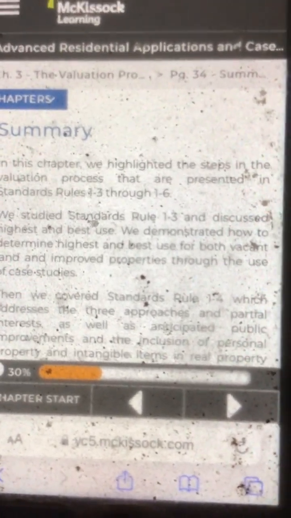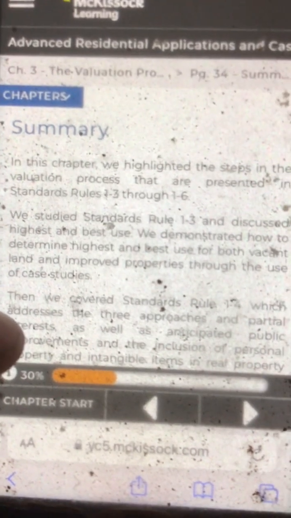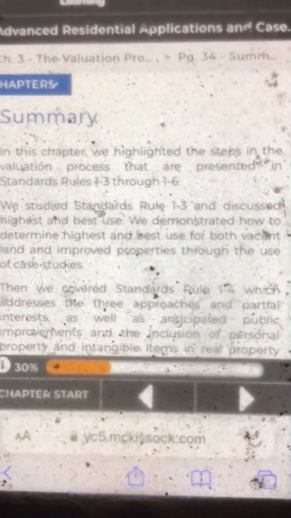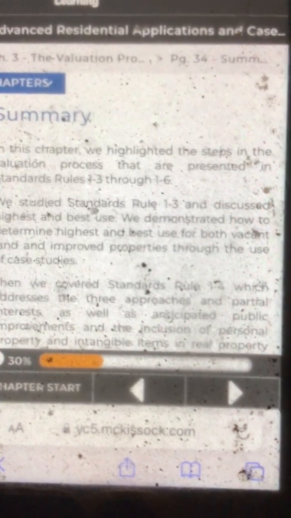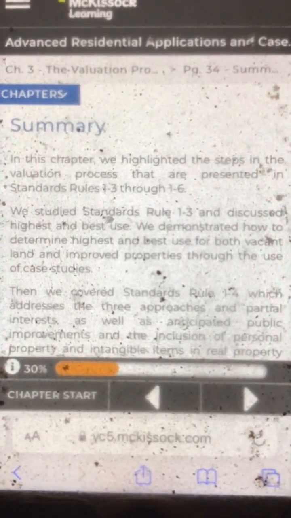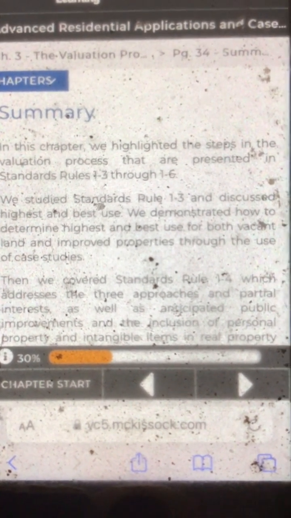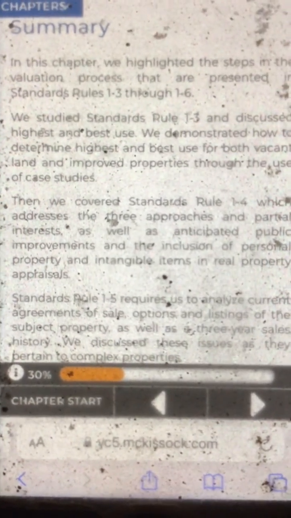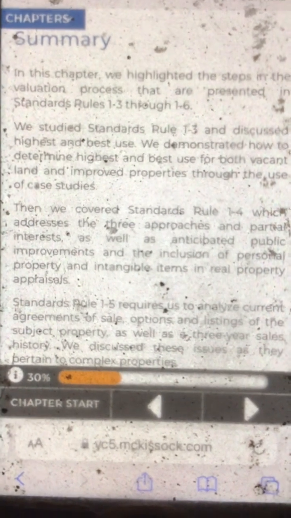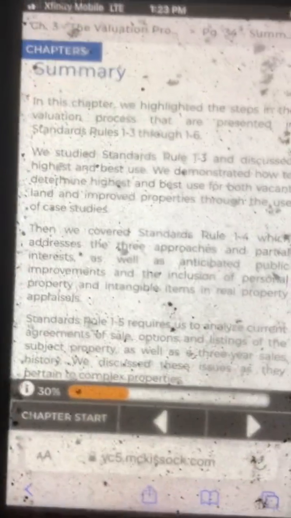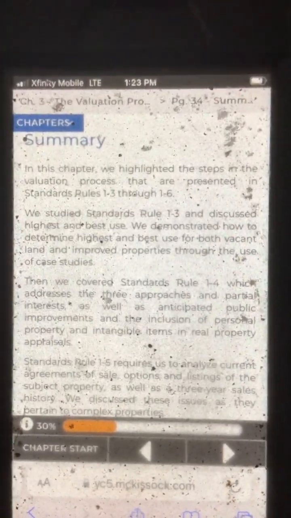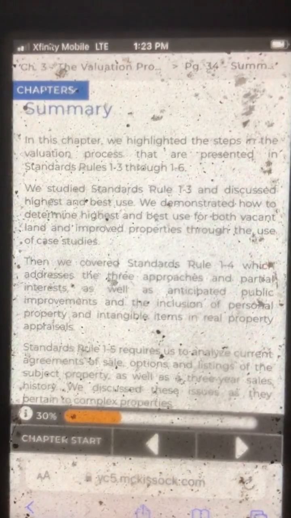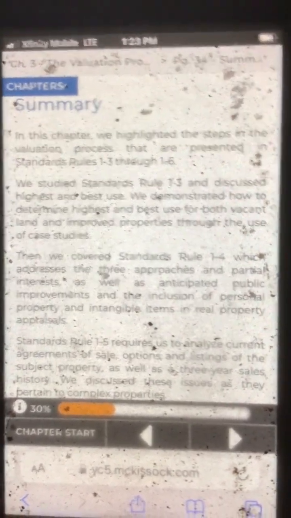Page 34, summary. In this chapter, we highlighted the steps in the valuation process that are presented in Standards Rule 1-3 through 1-6. We studied Standards Rule 1-3 and discussed highest and best use. We demonstrated how to determine highest and best use for both vacant land and improved properties through the use of case studies.